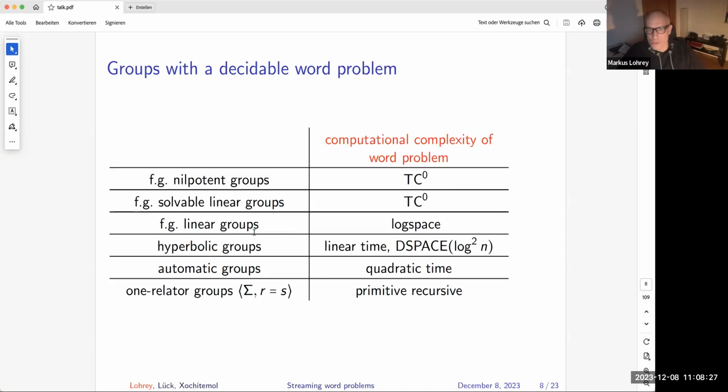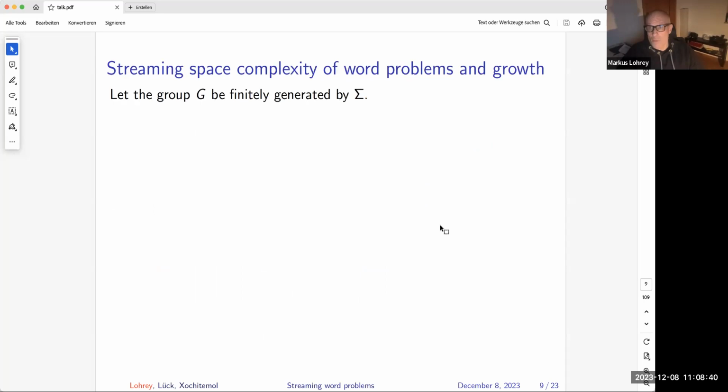For finitely generated linear groups, there is this famous result of Lipton and Zalcstein saying that the word problem can be solved in deterministic log space. Okay, now you might already guess I'm interested here in streaming space complexity of word problems. And the first thing I want to do is relate it to the growth in the group.